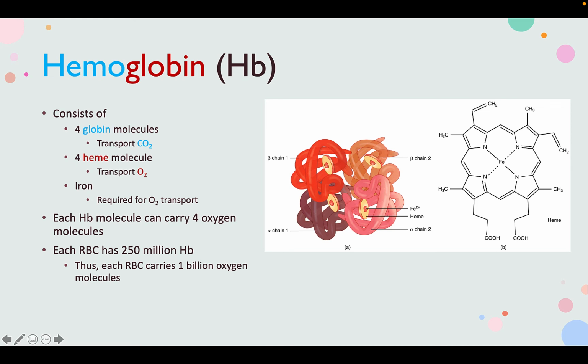Hemoglobin consists of 4 globin molecules, and those transport carbon dioxide, and then 4 heme molecules. The hemes are these little discs, and then the globins are the outside ones, and they carry carbon dioxide, whereas these little hemes will carry the oxygen. And then iron is in the middle. You can't really see it here, but if you look at a molecular structure, it's held together in the middle, and this is required for the oxygen transport.